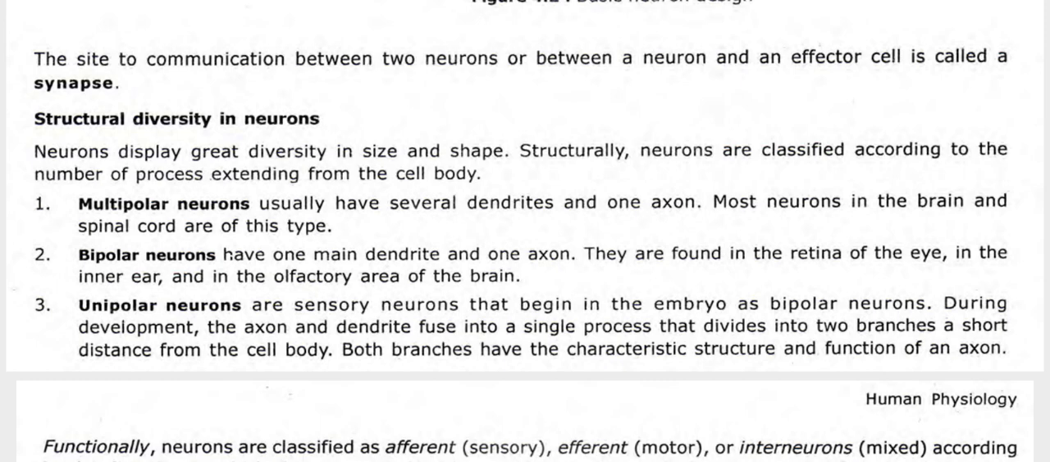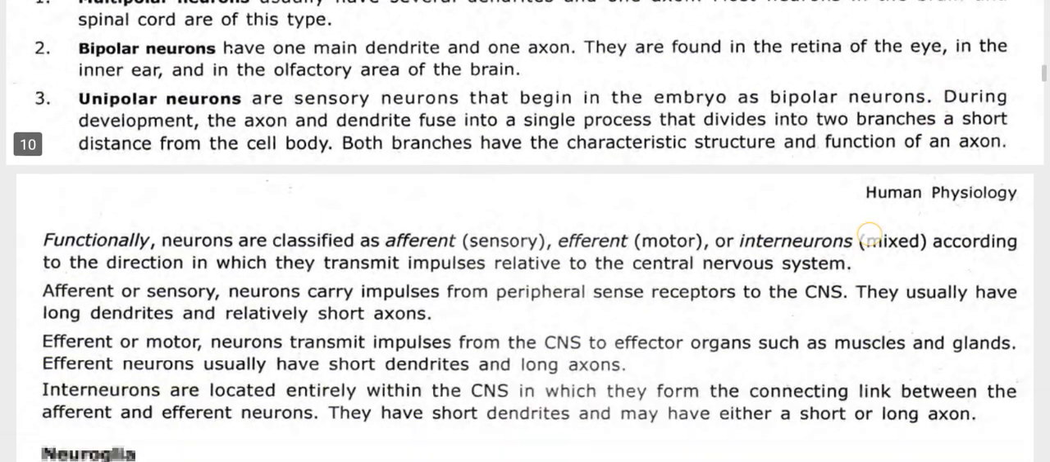Multipolar neurons have several dendrites and one axon. Most neurons in the brain and spinal cord are of the multipolar type. Bipolar neurons have one main dendrite and one axon. They are found in the retina of the eye, in the inner ear, and in the olfactory area of the brain. Unipolar neurons are sensory neurons that begin in the embryo as bipolar neurons. During development, the axon and dendrites fuse into a single process that divides into two branches a short distance from the cell body. Both branches have the characteristic structure and function of an axon.